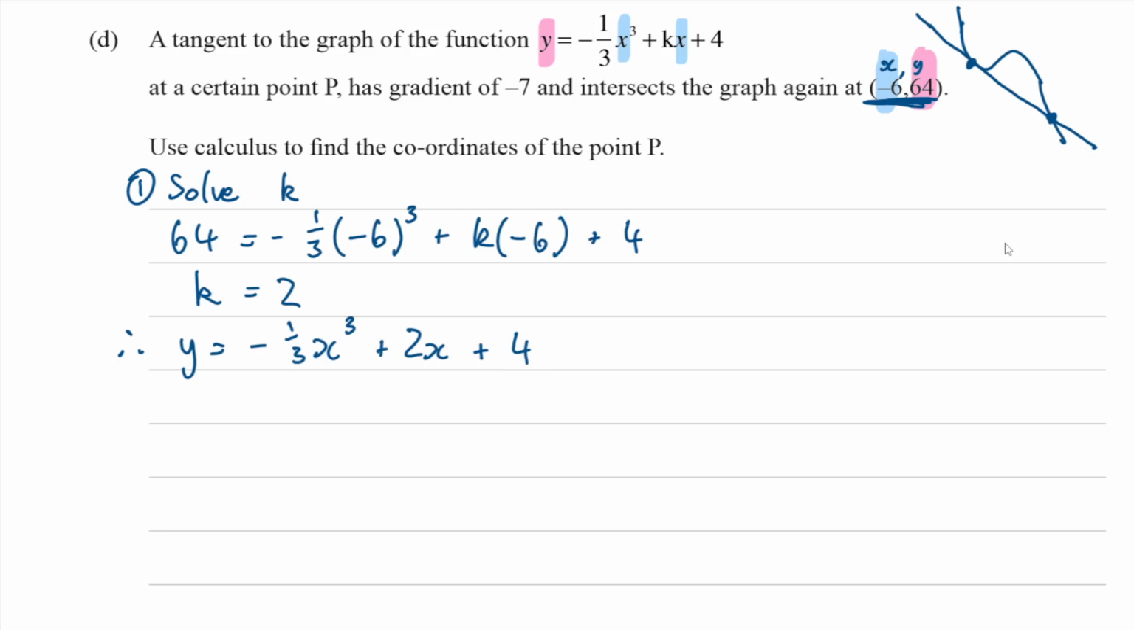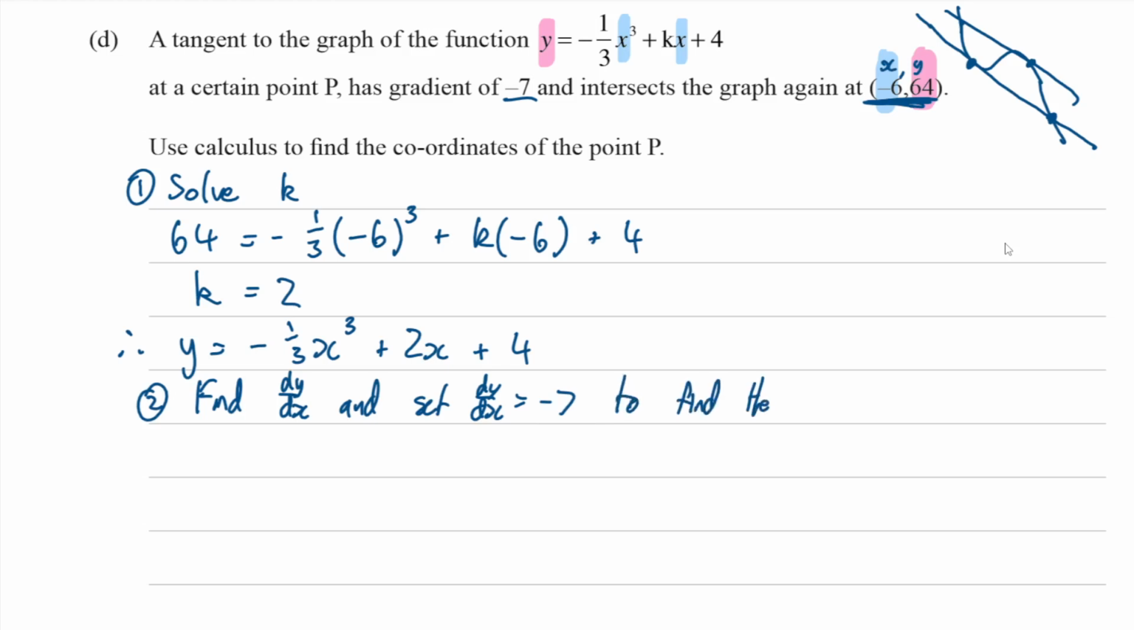What is next? So we're told that the tangent line has a gradient of -7. So on our cubic graph, there's probably going to be 2 points, right, where it has a gradient of -7, so it could be here as well. So we can find the gradient function. So find dy by dx and set it equal to -7 to find the x values.